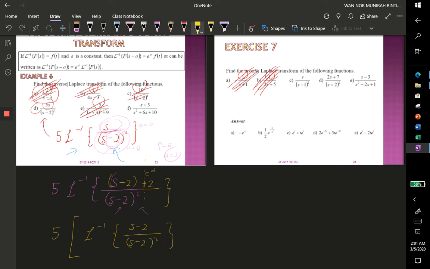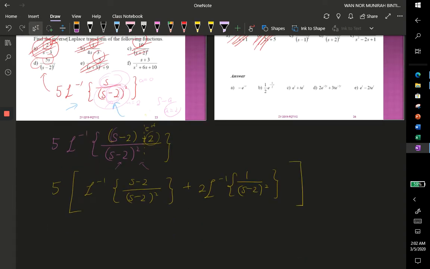Okay, so I have plus 2 Laplace inverse of 1 over (s minus 2) squared. This is the idea, close bracket. The 5 belongs to the whole function here. Okay, 5 is 5. With (s minus 2) squared, I believe that we can cancel out here, so I just have Laplace inverse of 1 over s minus 2 for this one. So plus 2 Laplace inverse of 1 over (s minus 2) squared.